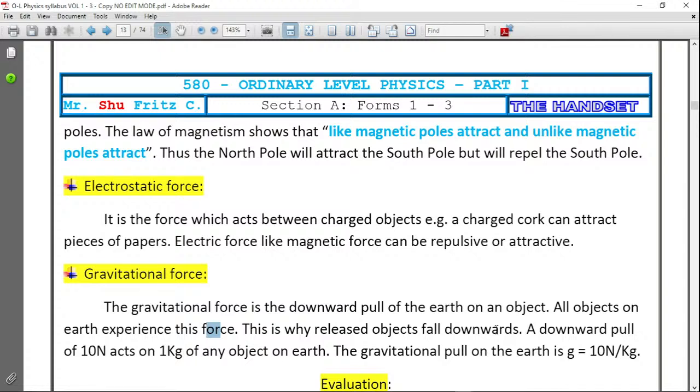Maybe air resistance can be greater than the weight of the object, and then the thing has to move upwards. Yes, the gravitational force still acts on the object, just that the upward force on it is greater than the downward force. In that case, the resultant force is upwards.